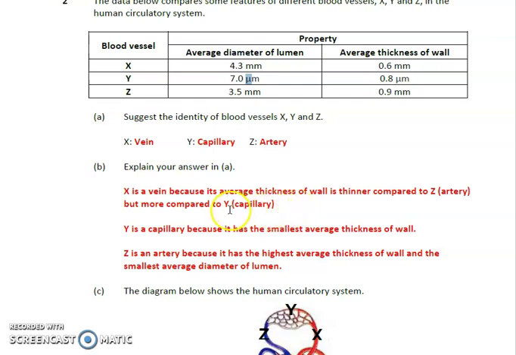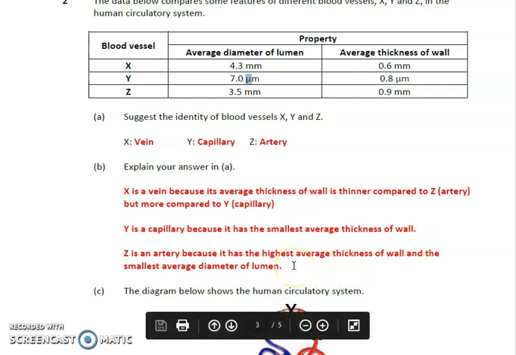Okay, but it's actually more compared to Y. Y is a capillary because it has the smallest average thickness of the wall. Okay, just now I mentioned the units is a micrometer. That means very small, 10 to the power of negative 6. Don't worry about that, but just understand micro means very small.